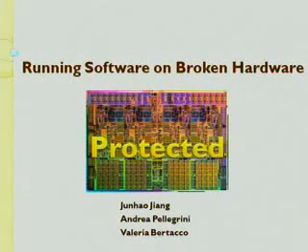Hi everyone, I'm Junhao Jiang. I'm a junior student in the computer engineering department. Today I'm going to present my summer research experience, running software on broken hardware. I've been working with Andrea Pellegrini, who is a second-year PhD student, and Professor Valerio Botago.